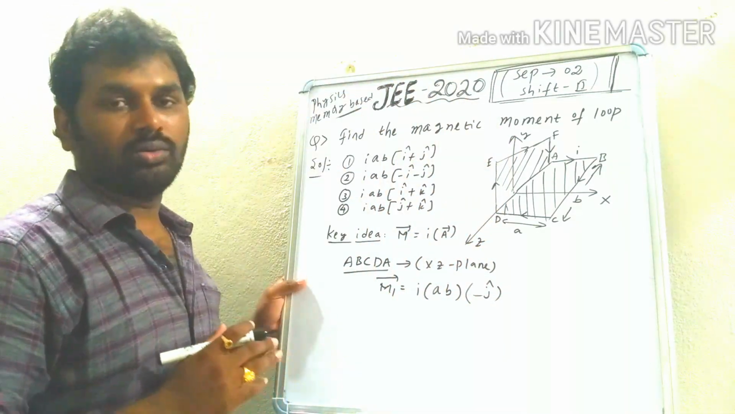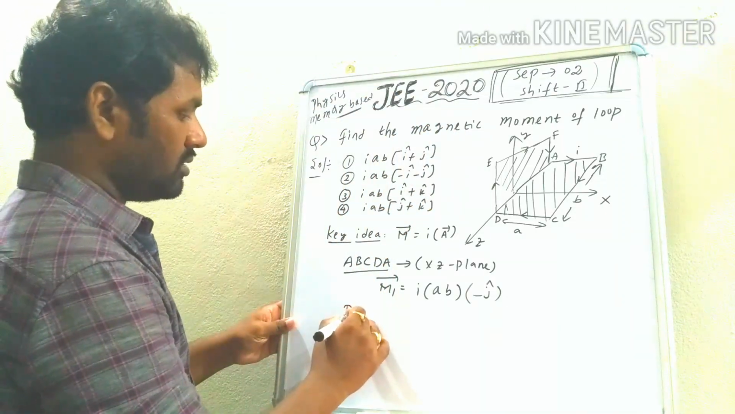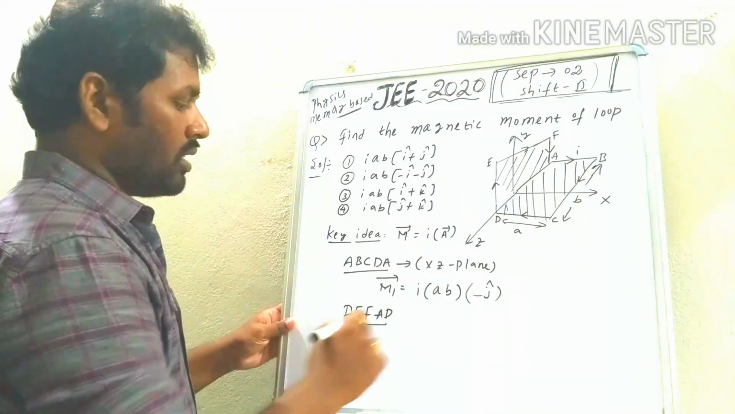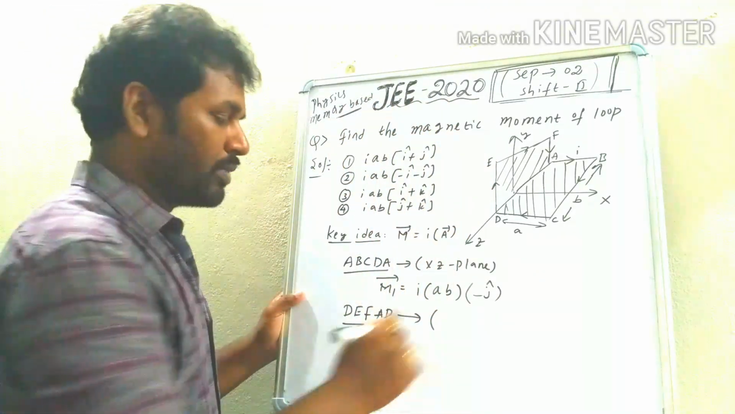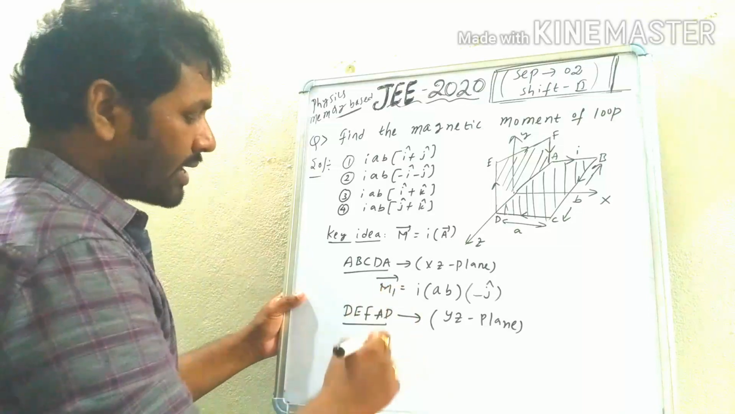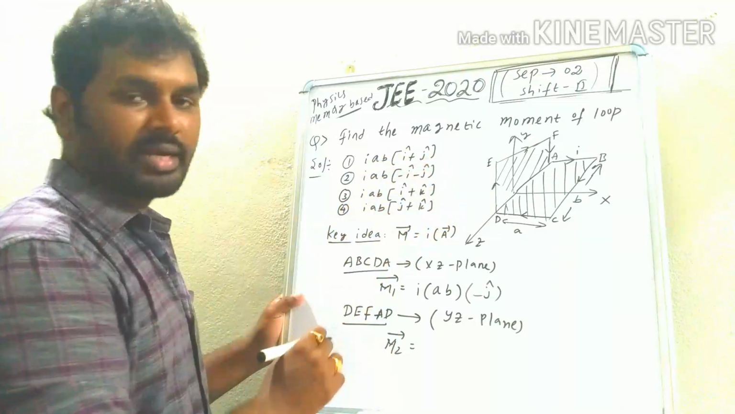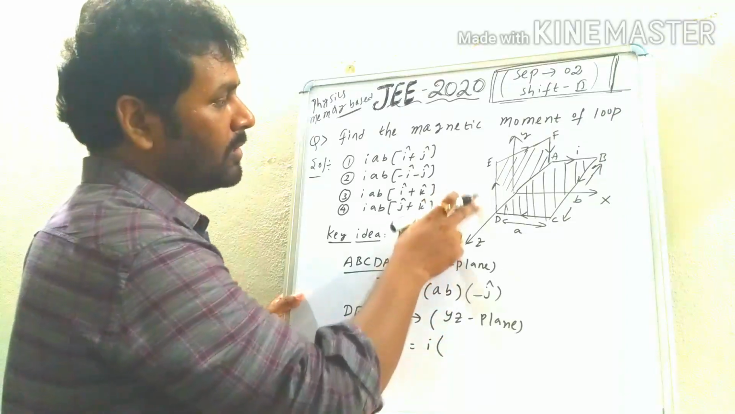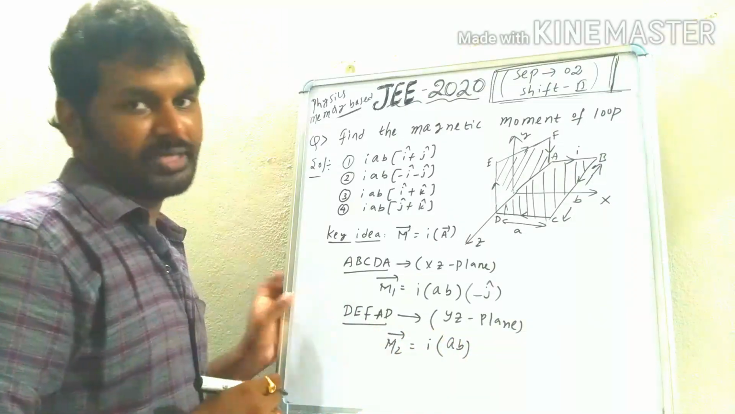And try to find now the magnetic moment for the second loop, which is D, E, F, A, D. And this one is on which plane? Yes, it is on the YZ plane. And the magnetic moment is taken as M2 bar, which is equal to the same current flowing, I, into the area of cross section, which is also the same. This length comes as A and this length is B. The area is A into B.